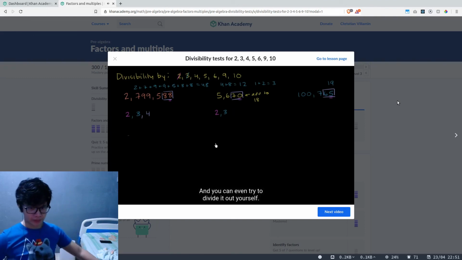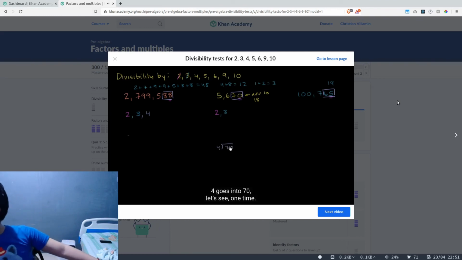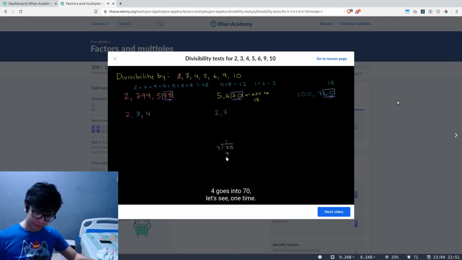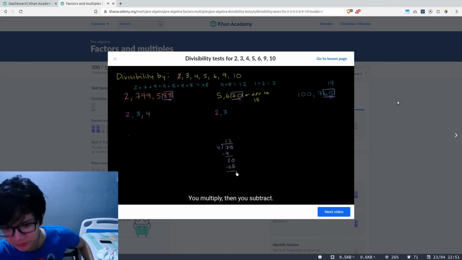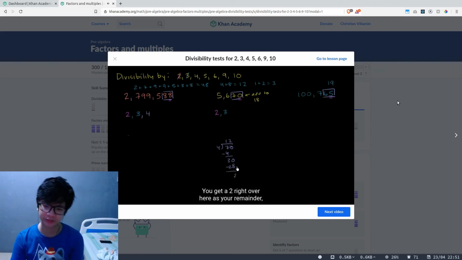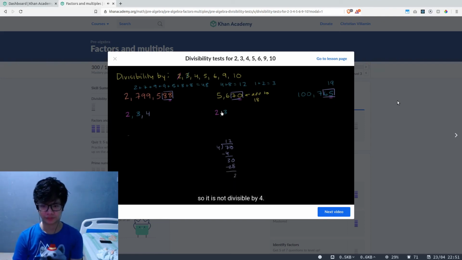And you could even try to divide it out yourself. 4 goes into 70 1 times. You subtract, you get a 30. 4 goes into 37 7 times. You multiply, subtract. You get a 2 right over here as your remainder. So it is not divisible by 4.